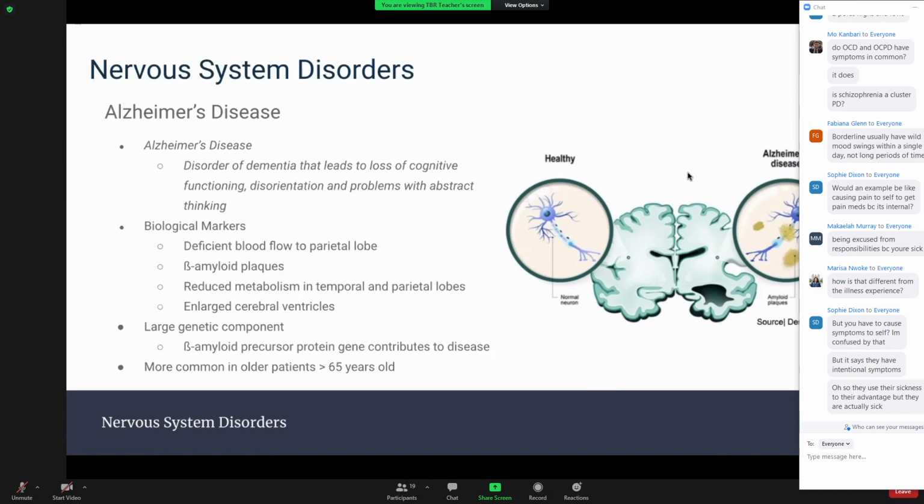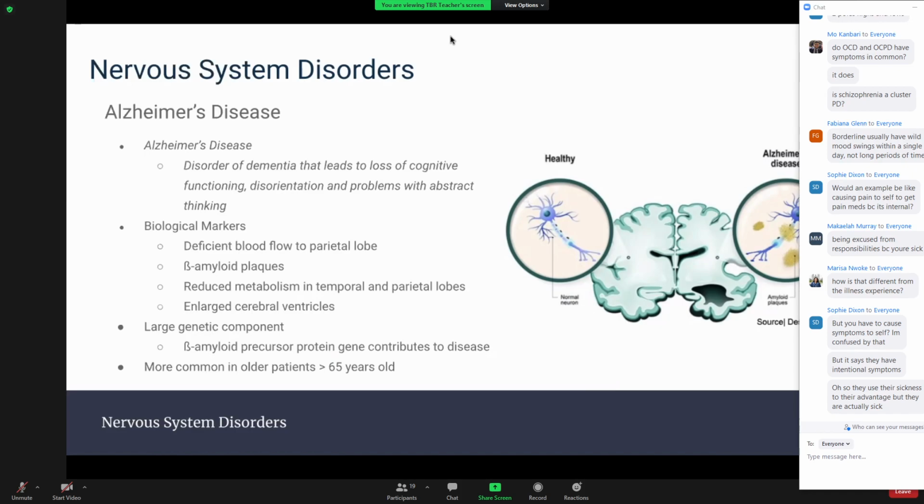The main marking distinction of Alzheimer's is dementia and the loss of cognitive functioning. So it's not only the loss of memory, but also the loss of cognitive functioning, which leads to disorientation and problems with thinking. There are biological markers that you must know about, which is the deficient blood flow to the parietal lobe, maybe or maybe not that one, but the one you need to know for sure is beta amyloid plaques. These are plaques that develop around neurons that are located in a region of the brain called the substantia nigra. They also have enlarged ventricles, which we saw in schizophrenia.